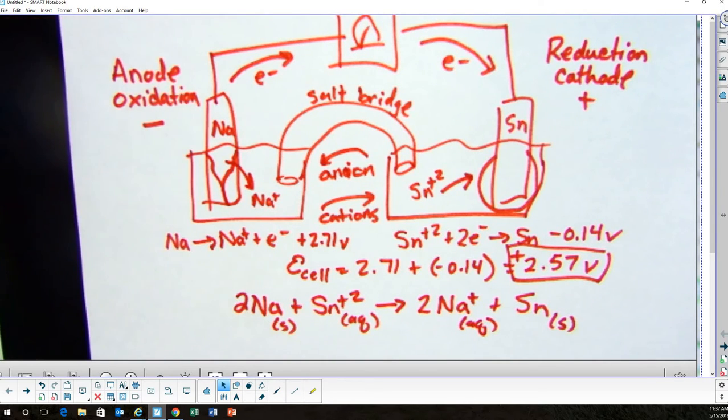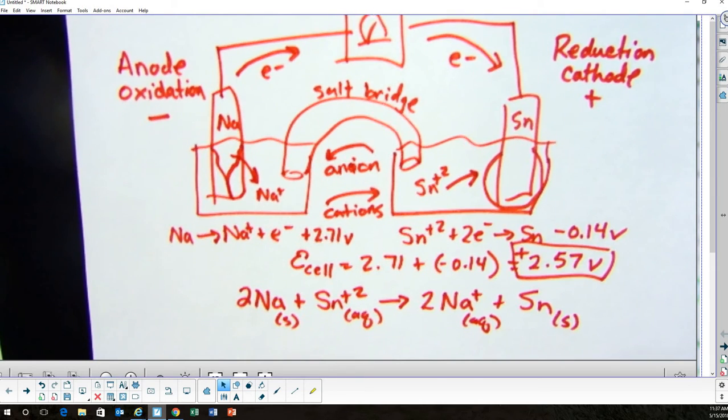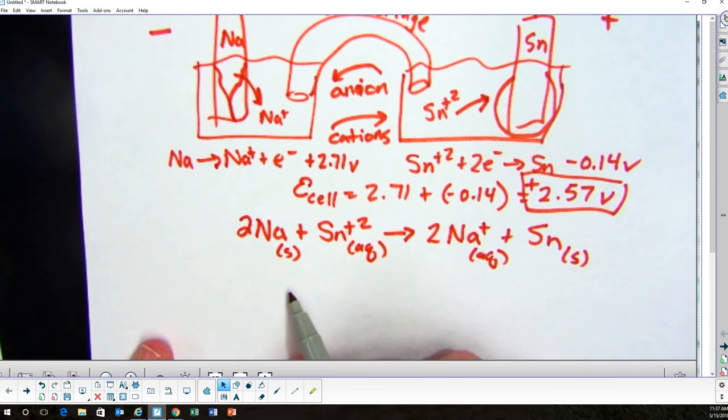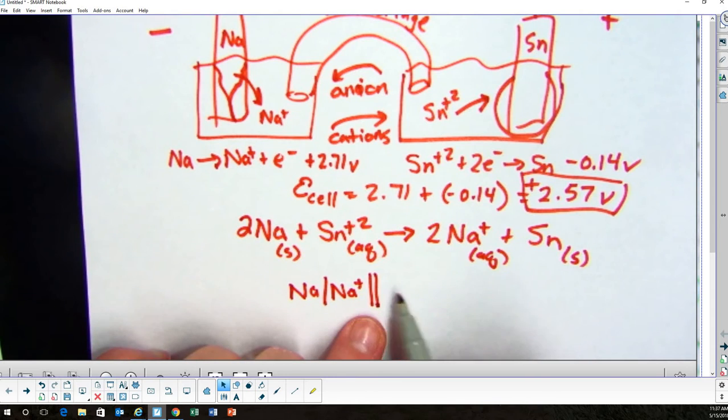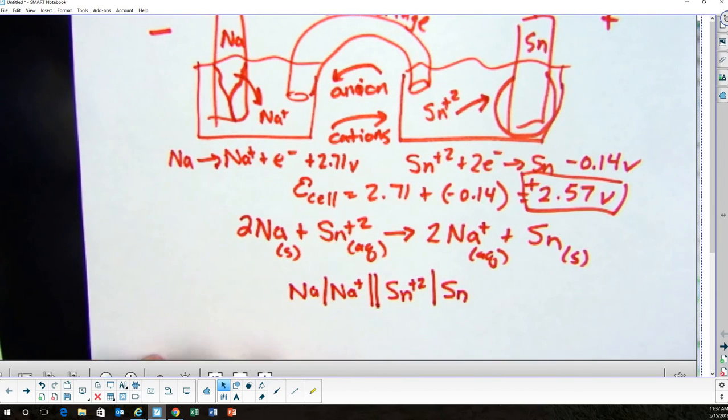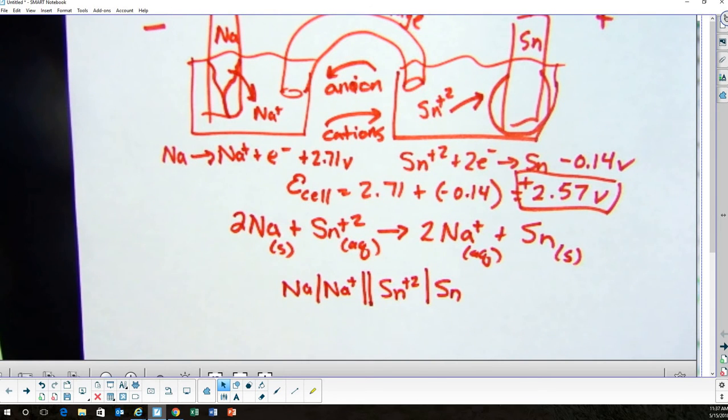And I'm done. I've done everything I need to. I can also redo the battery notation from that and say, oh, Na, which was on my left, goes to Na plus, salt bridge, Sn plus 2 goes to Sn. So that's the correct battery notation for that battery. Okay, you need to be able to do that.